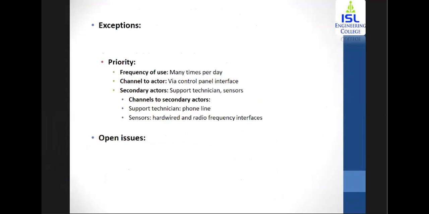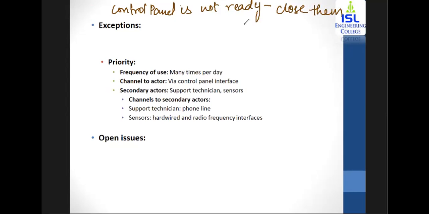Now the next part is exceptions. Now what are exceptions? Within the exceptions, suppose the control panel is not ready. The control panel is not ready means the specific door or window is not closed. You need to close them. That is one exception. When the control panel cannot be ready, it means that some specific sensors are not activated because the door or window is not closed.